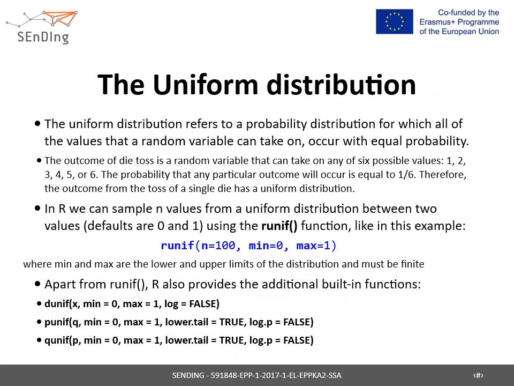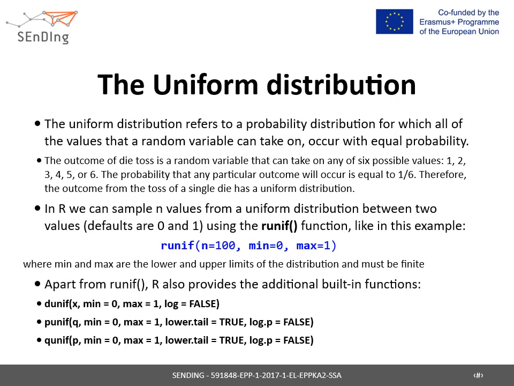The uniform distribution refers to a probability distribution for which all of the values that a random variable can take on occur with equal probabilities. Consider the toss of a single die. The outcome of this toss is a random variable that can take on any of 6 possible values, 1, 2, 3, 4, 5, or 6. Each of these outcomes is equally likely to occur. The probability that any particular outcome will occur is equal to 1/6. Therefore, the outcome from the toss of a single die has a uniform distribution.